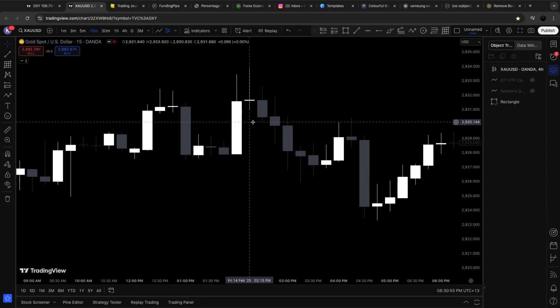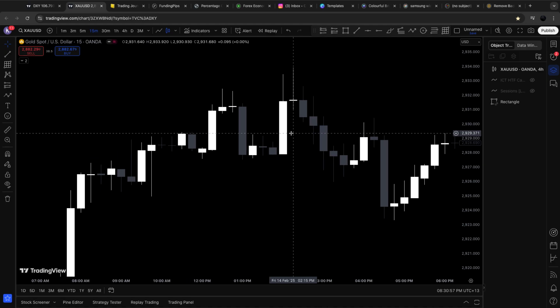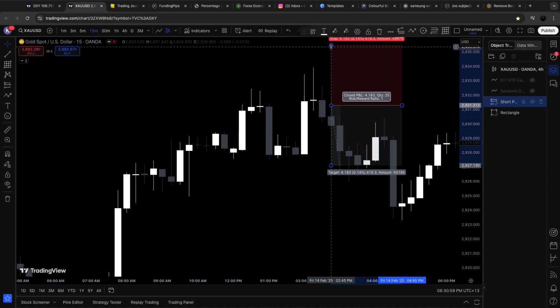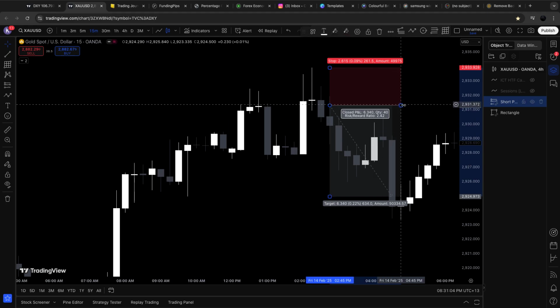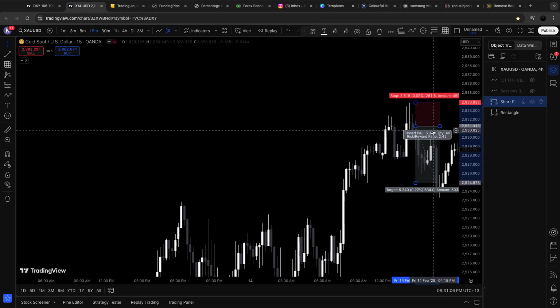Probably an MSS on the low time frame. Bada bing, bada boom. Entry. Stop loss. Take profit. And boom, good play. And it's just rinse and repeat.